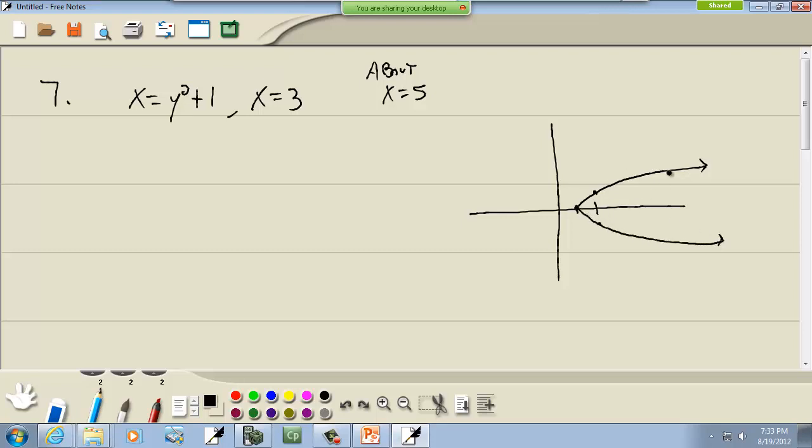x is equal to y squared opens sideways like this. When you do a plus 1, I had to think whether it moves this way or back this way. I guess that makes sense going this way now that I've done it. And then x is equal to 3 would be this right here. Okay, and we want to revolve around x is equal to 5. So that right there.